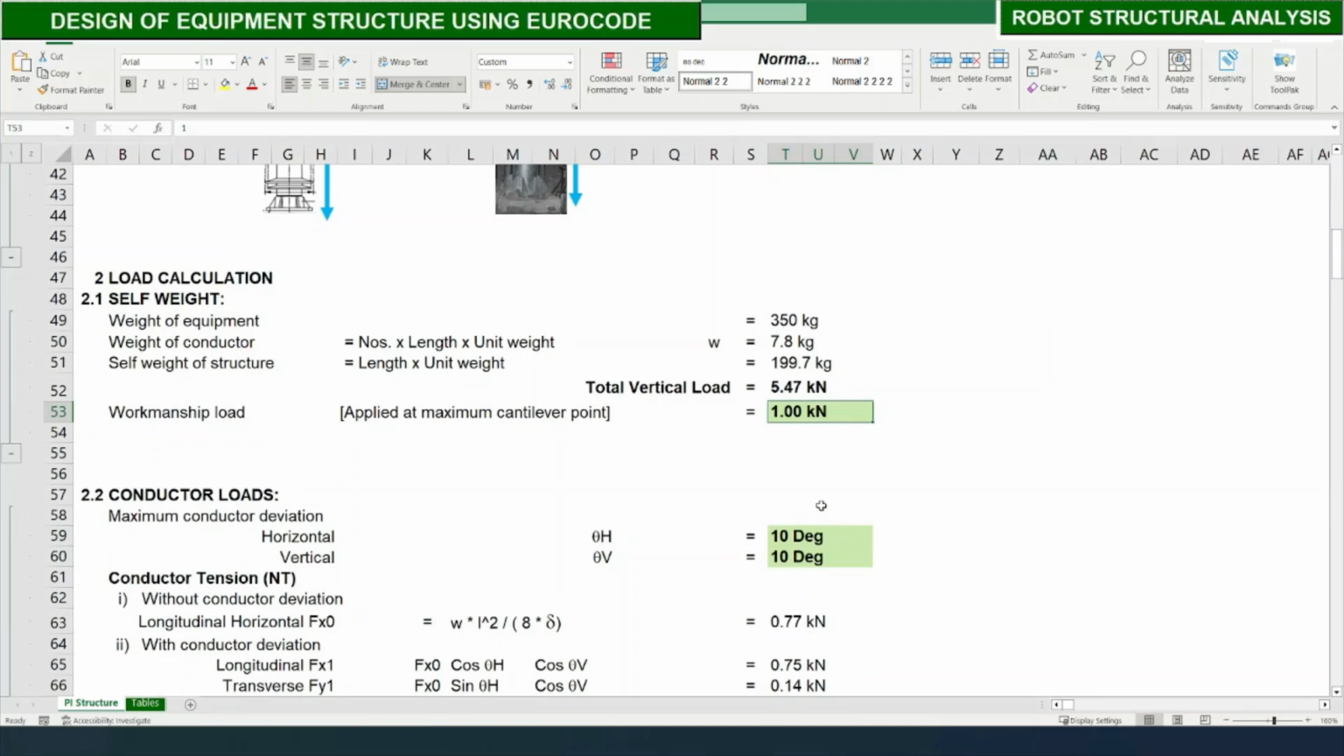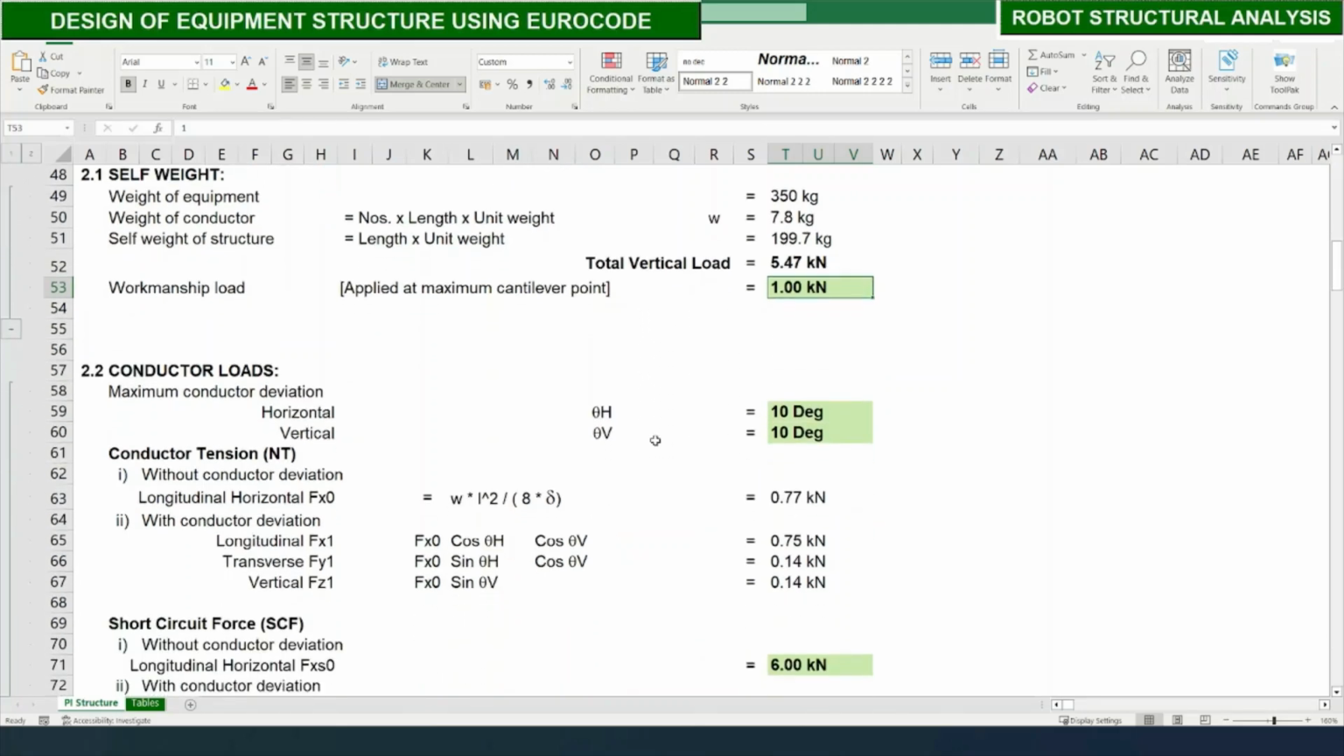This is as per the standard practice, as per European. Even in most of the standards we used to have some 100 kg or 150 kg or 1 kN as a workmanship with the kit. So this is for maintenance and installation purpose. Second type of loads are conductor loads.